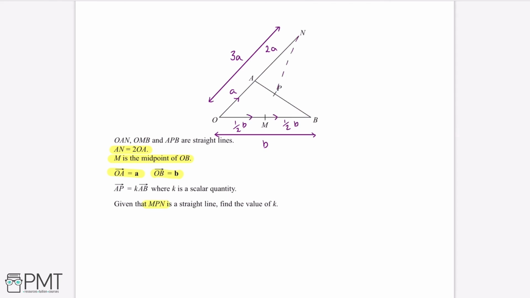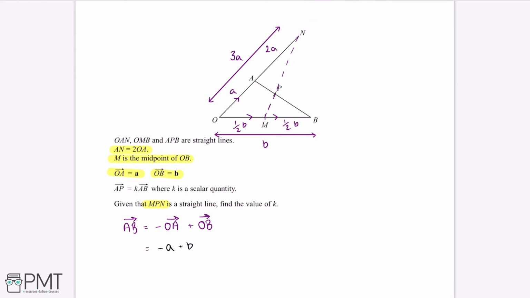We can also draw in the line MPN. So the first vector we can work out is the line AB. The line AB will be equal to negative OA plus OB. And OA is equal to a, so therefore negative OA is equal to negative a. And then OB is equal to b.